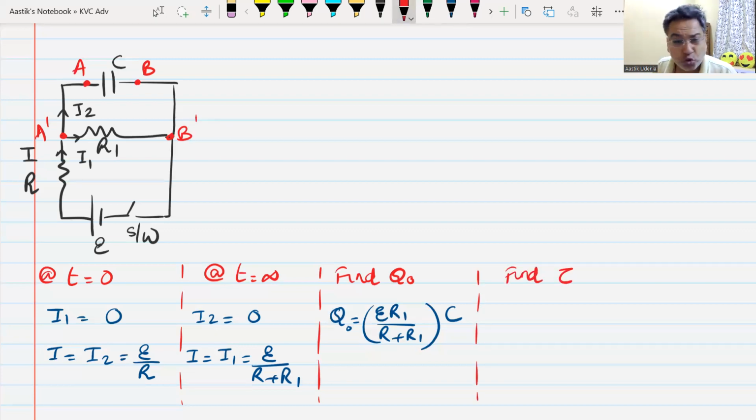Find tau of this circuit. What is the tau of this circuit? Any idea?